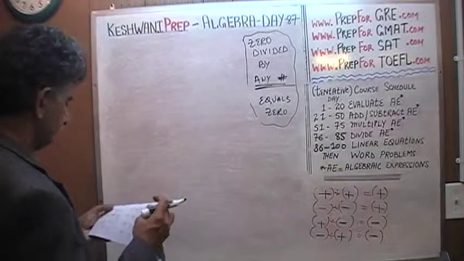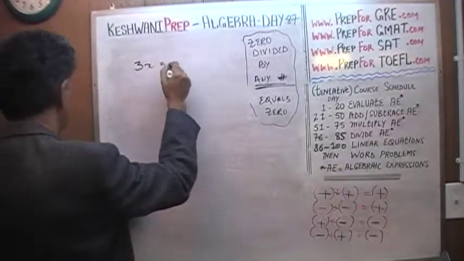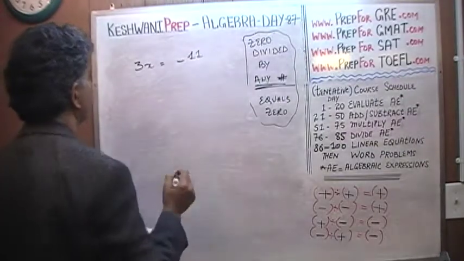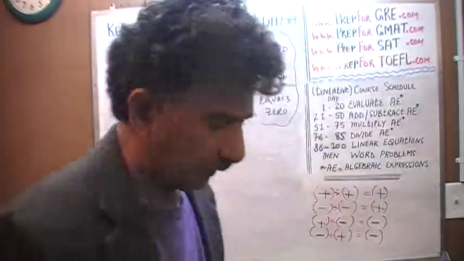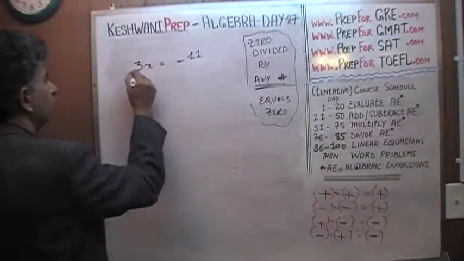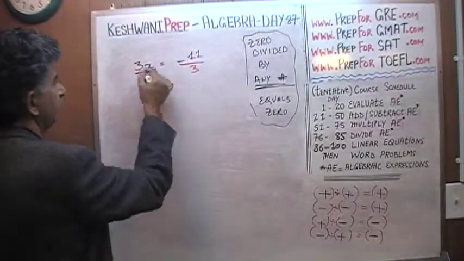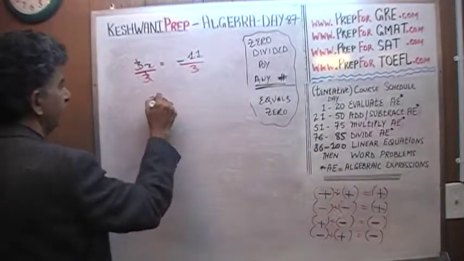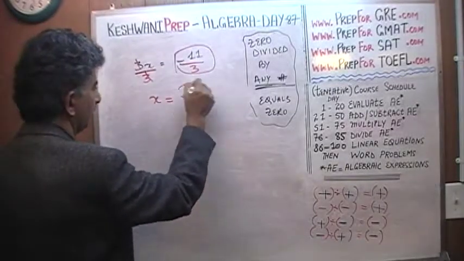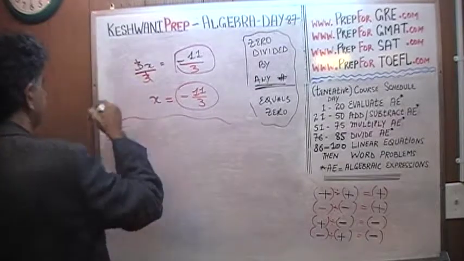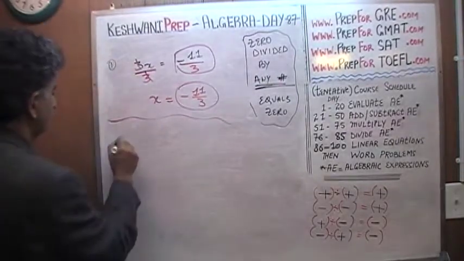Here's the first problem. 3x equals negative 11. Somehow we have to get the x by itself. How do we get the x by itself? Divide both sides of the equation by 3. As we divide both sides of the equation by 3, this top 3 cancels out with this 3 and we end up with x equals negative 11 over 3. Voila, that's your answer. Let's do the next one.